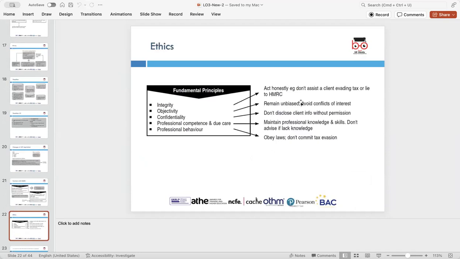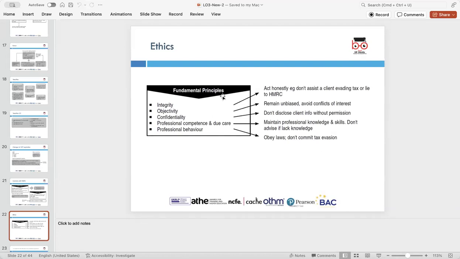Then ethics, fundamental principles, principles of professional conduct. Professionals involved in VAT compliance must adhere to the fundamental principles of integrity, objectivity, confidentiality, professional competence, and professional behavior.